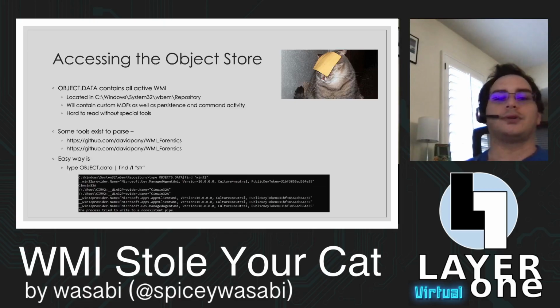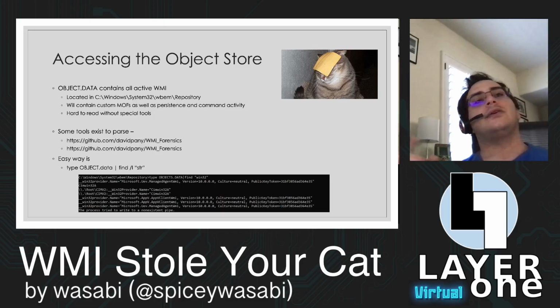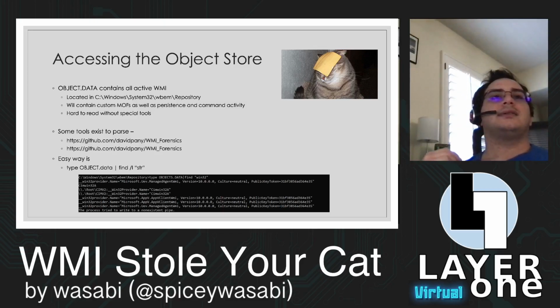So the object store is the most interesting part of WMI, and as a defender, this is where your bad stuff is going to be stored. This contains all custom MOFs, as well as all the persistence and some command activity that WMI persistence may execute. For example, in the picture below, I look for Win32, and you can see all the different components that are triggering and their paths. There are tools to parse it.